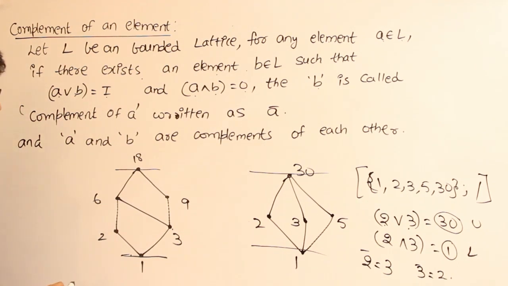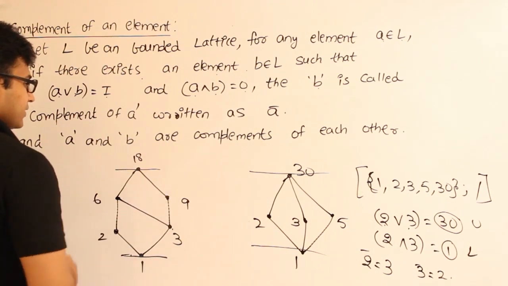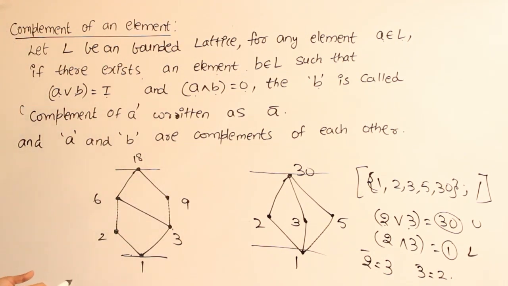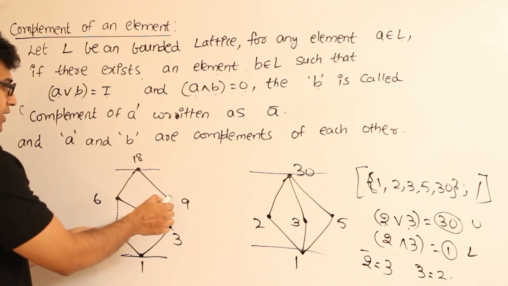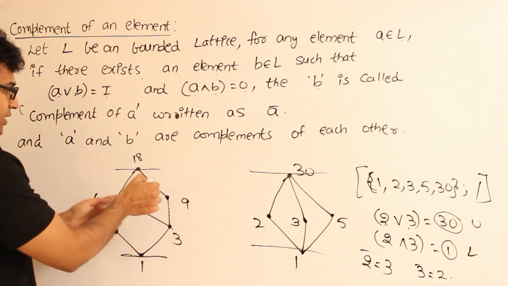So can you find out for 2 and 9? If I take 2 and 9, what do you think will be the join and meet? If I apply join, we know that in this particular relation, the least upper bound is nothing but the LCM.